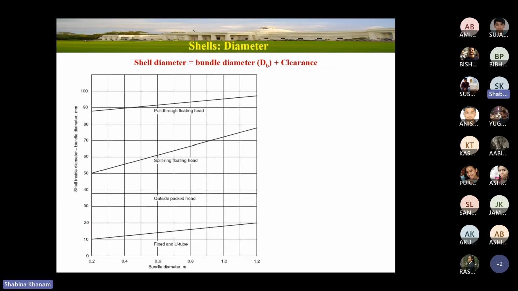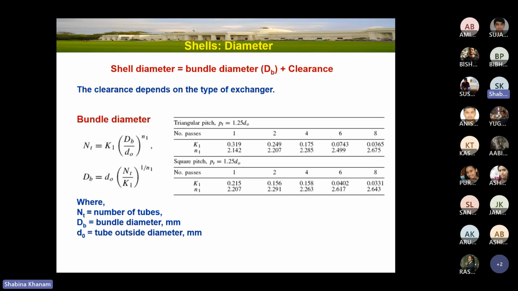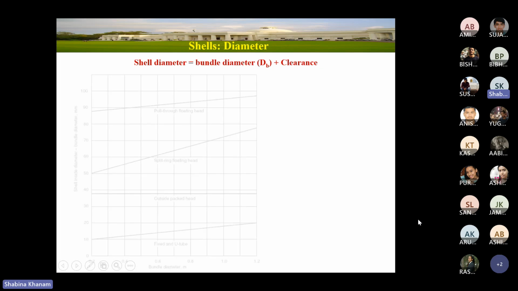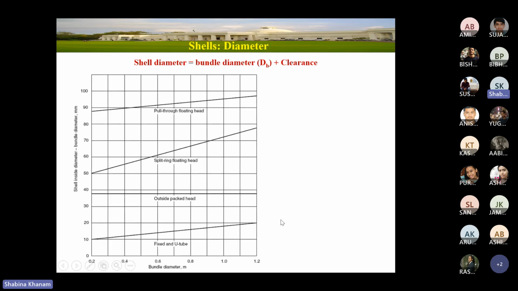For that, this is a standard chart. In fact, this standard table is also available in volume 6, and this graph is also available in volume 6. Depending upon the type of heat exchanger, you will have the clearance. Clearance means what? Clearance means shell inside diameter minus bundle diameter, so it will give you the clearance.